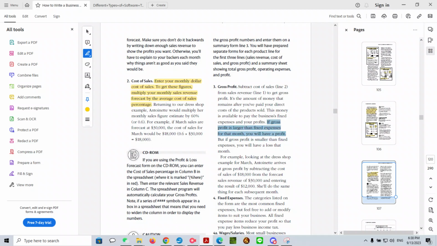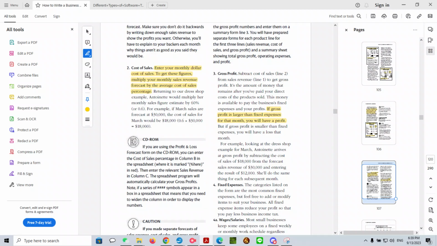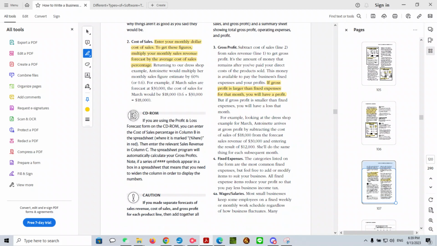If gross profit is larger than fixed expenses for that month, you'll have a profit. Well, of course. Remember, if revenue is more than expenses, you have a profit. And of course, if the opposite is true, then you have a loss. It's that simple. Remember, we need to include all expenses. We have fixed expenses, which we talked about before. Those are the categories listed on the form that are the most common fixed expenses. These are things that hardly change at all from month to month. All fixed expense items reduce your profit so that you pay less business income tax.